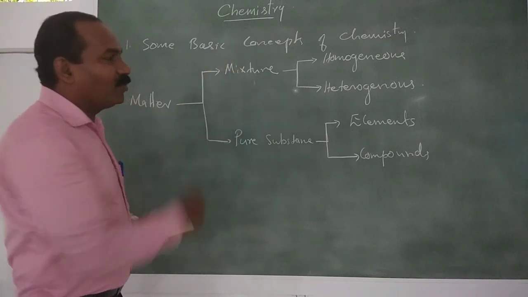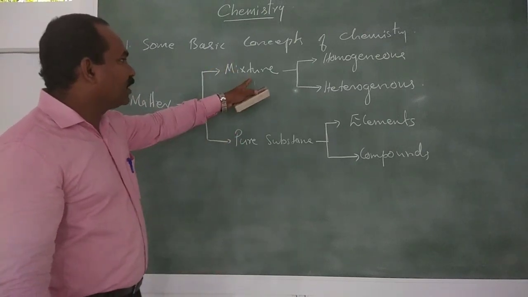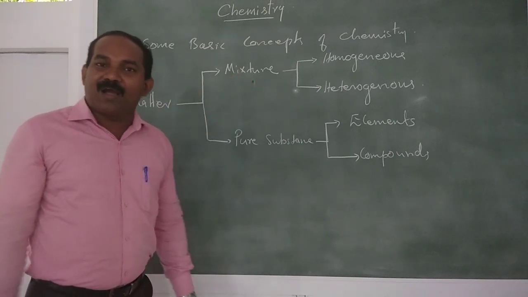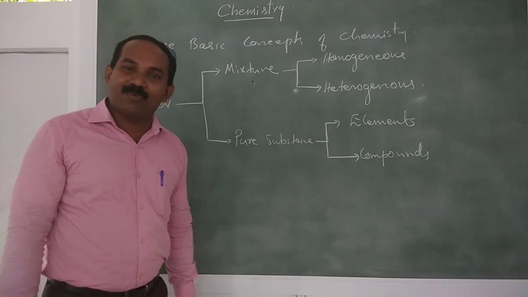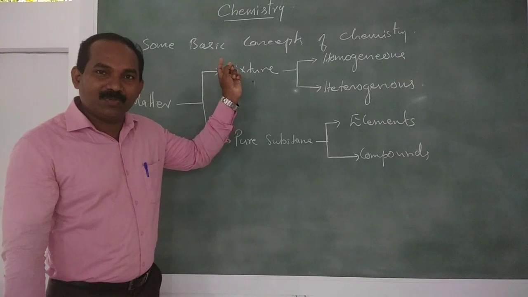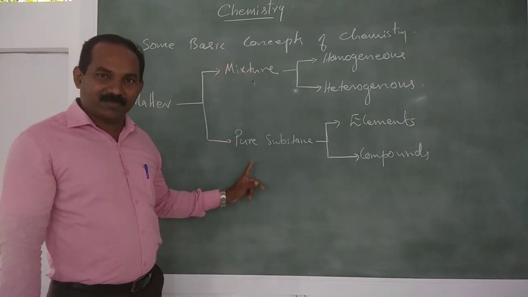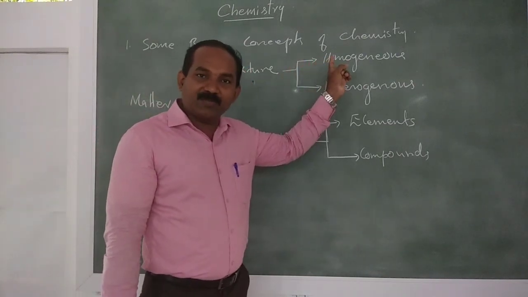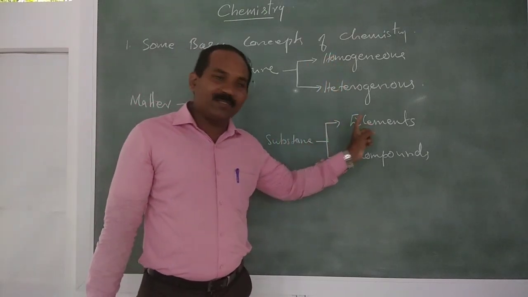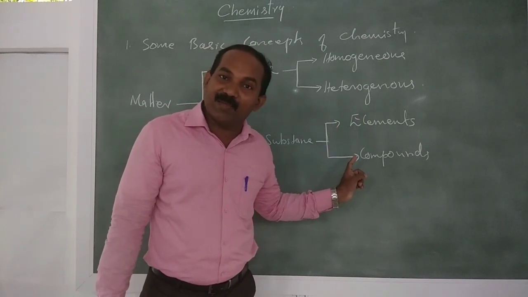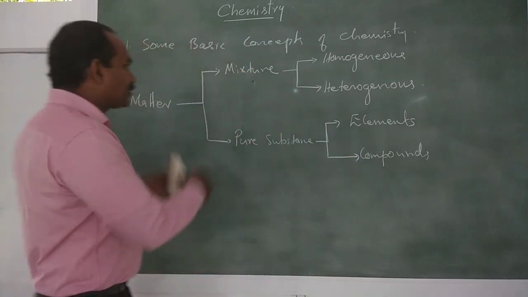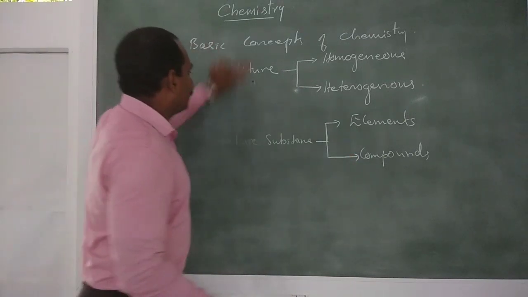First we go to discuss about the mixture. Hope you understand the classification of matter based on the composition. Based on the composition, matter is divided into two: mixtures and pure substances. Homogeneous mixture, heterogeneous mixture. In pure substances, elements and compounds. Clear? Okay. So we discuss about homogeneous mixture.